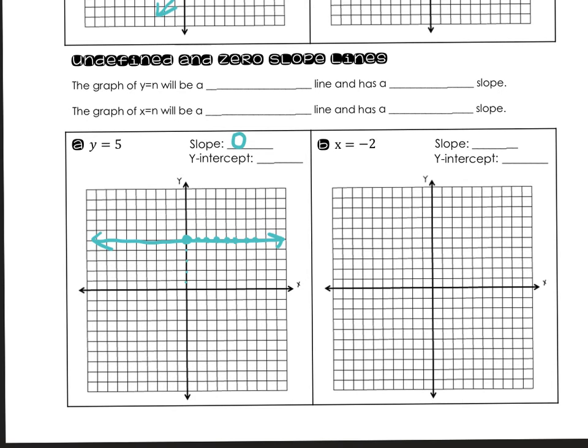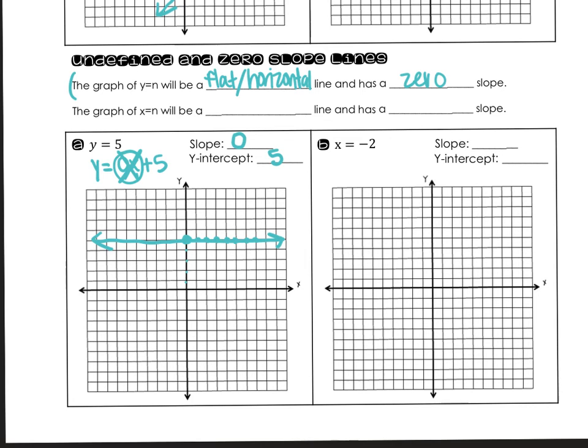Okay. The y-intercept in this case, well, would be 5 because that is where it's crossing the y-axis. So really, this equation is kind of like this, 0x plus 5, but if it's 0 for the slope, 0 times x would just be 0, so we don't need to show that, and they just put y equals 5. So that's our first little thing here. So the graph of y equals 9 will be, you can say, flat or horizontal, I'm going to write both, and has a 0 slope. So you probably have a guess for the next one, but let's go ahead and look.